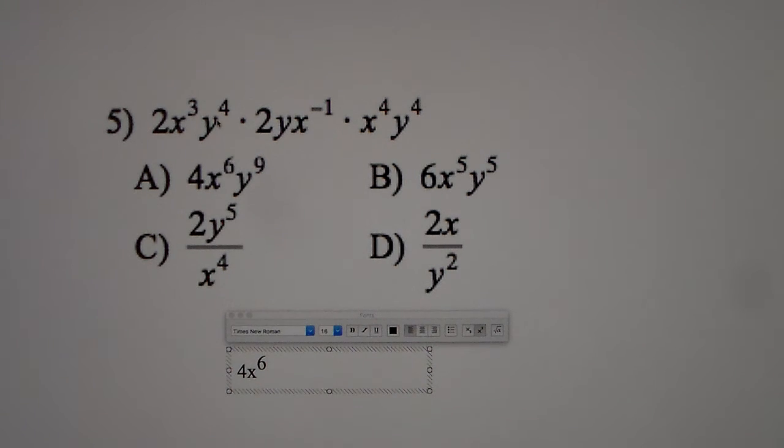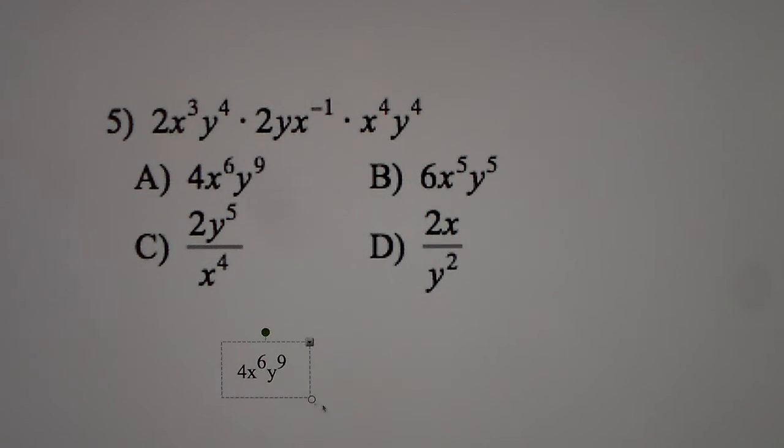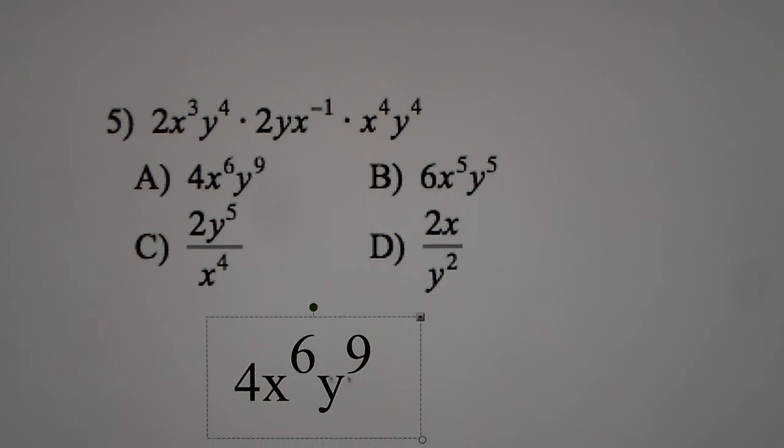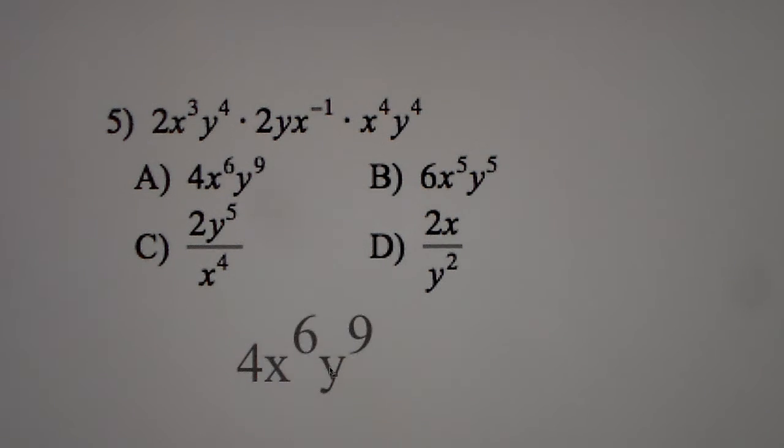Now we do our y's. Y to the fourth times y to the, that's an imaginary 1. So 4 plus 1 plus 4, which gets you a total of 9. So y to the 9th. And since each one of these powers are positive, we don't have to do any movement. So our answer is 4 times x to the 6 times y to the 9th. And that's our final answer for number 5.